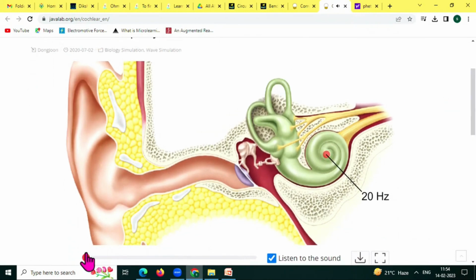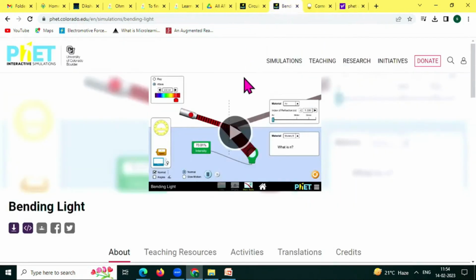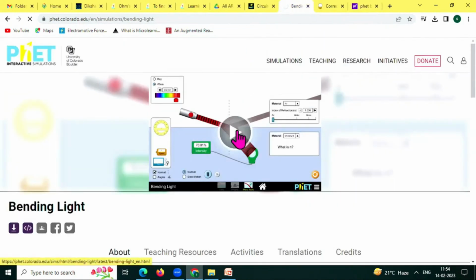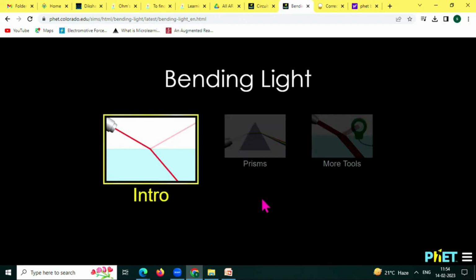So, you can listen here. The audible range is 20 hertz to 20,000 hertz. How does pitch vary, and what happens when frequency is varied? Also, different parts of the ear can be studied with the help of this. And one open resource that can be used for thematic teaching learning is available on the FET website.